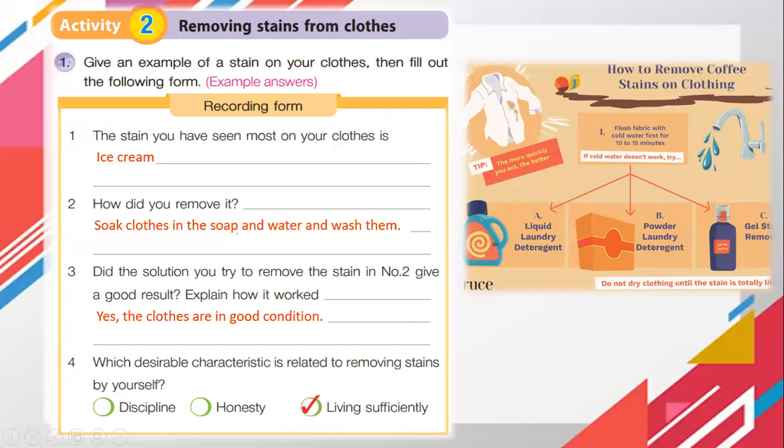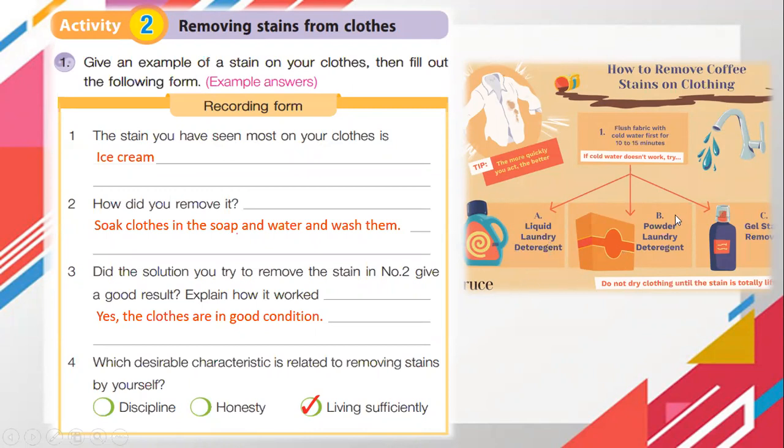For example, if we have a coffee drop on our clothes and we have a coffee stain on our clothes, what we have to do is flush the fabric with cold water first for 10 to 15 minutes. And if the cold water still doesn't work, what we're going to do, number A, is use a liquid laundry detergent. So it will help also.